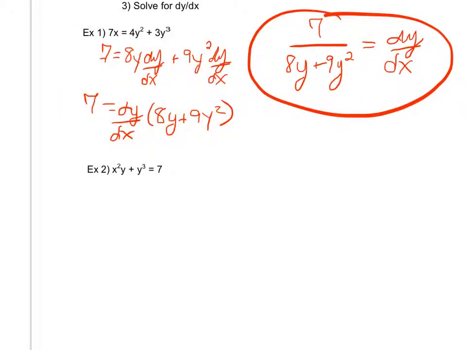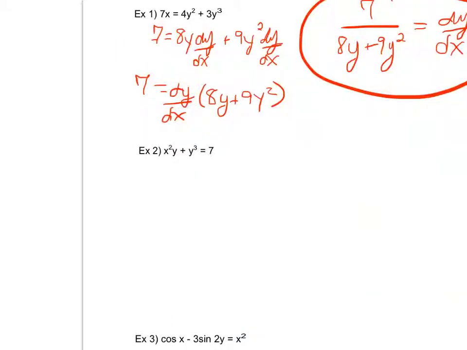So the first thing I want to do in example 2 is differentiate both sides with respect to x. Well, the very first thing I notice when I go to differentiate this is that I have a product right here. So I'm going to have to use the product rule. Then I'm going to let my first function be x squared, and the derivative of my first function be 2x.